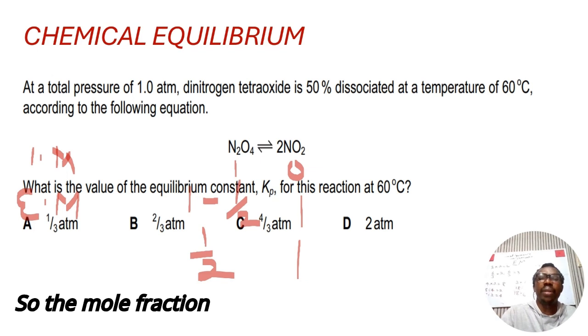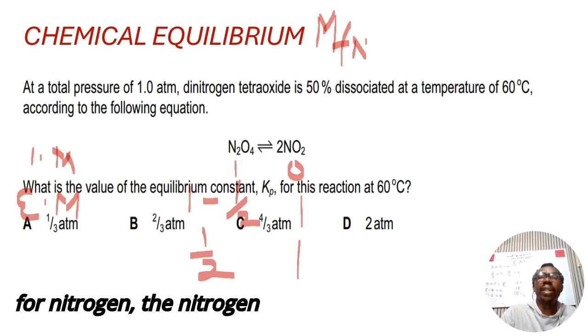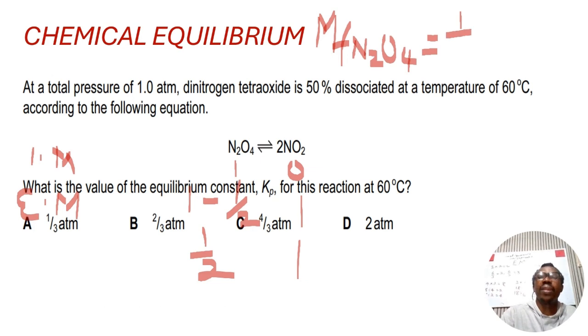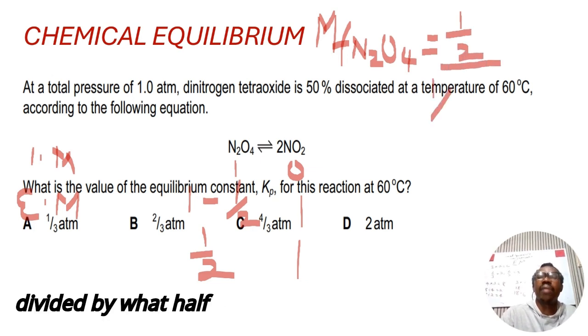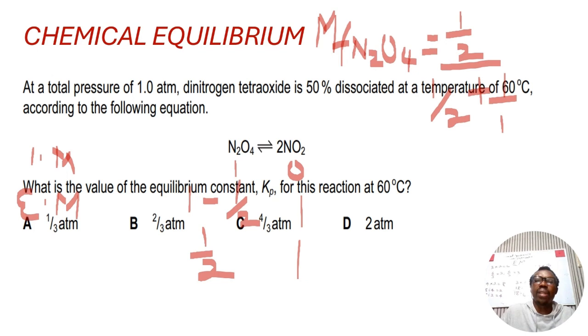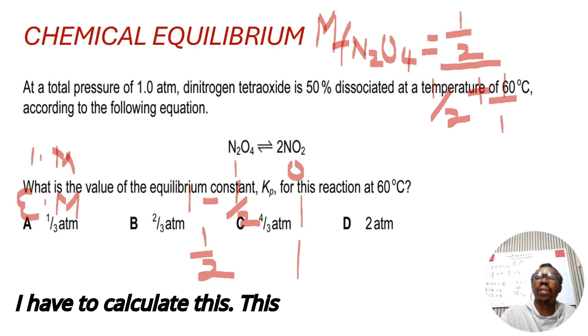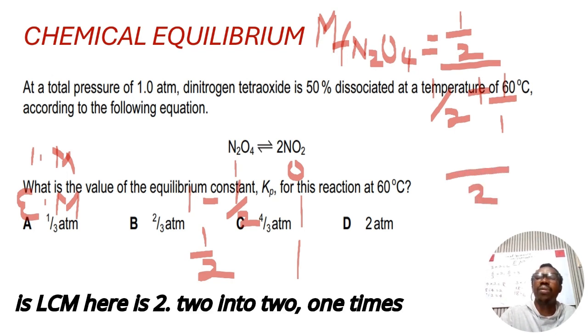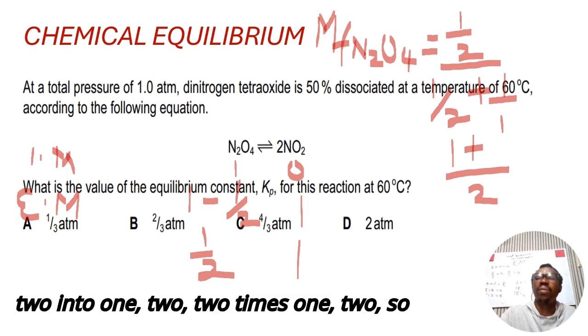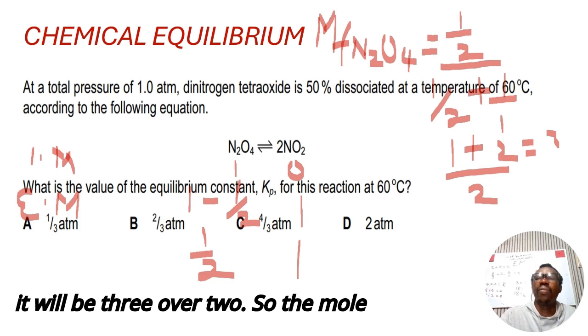So the mole fraction for nitrogen tetroxide will be equal to what? Half divided by half plus 1. So I'm to use my calculator. I have to calculate this. The LCM here is 2. 2 into 2, 1 times 1, plus 2 into 1, 2. 2 times 1, 2. So it will be 3 over 2.